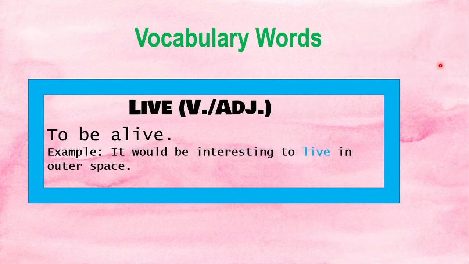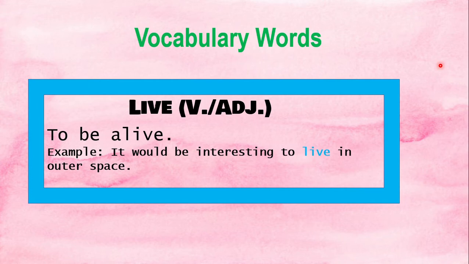The second word is live. Now here you can say live or live, depending on the part of speech, whether it's a verb or adjective. If it's a verb, you're going to say live. Live, adjective. Live means to be alive. So here it can be either a verb or adjective. There are some words that can come in different parts of speech, by the way. Live means to be alive.